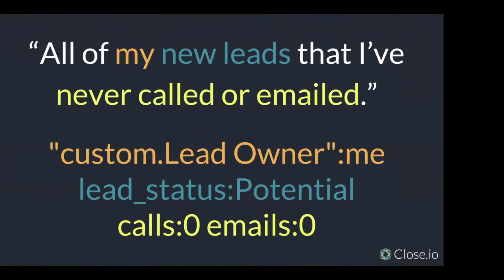That's all of my leads. Then we're saying the new leads. So not people that are customers, not people that we have existing conversations with, not people that are interested or qualified, but the people that just came in, they're in the potential status. So these are the people that we probably haven't actually had a conversation with yet. So lead status is potential. Then we're going to say never called or emailed. So this is calls 0, email 0.